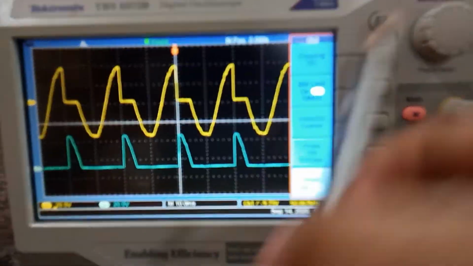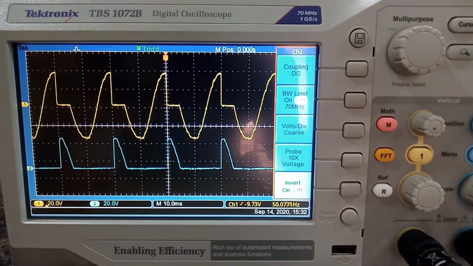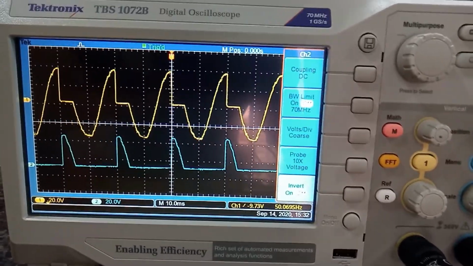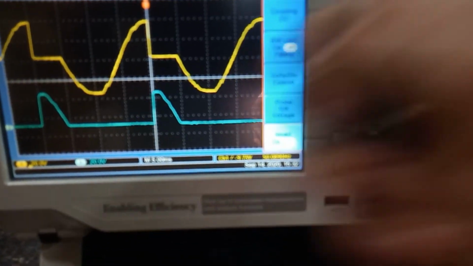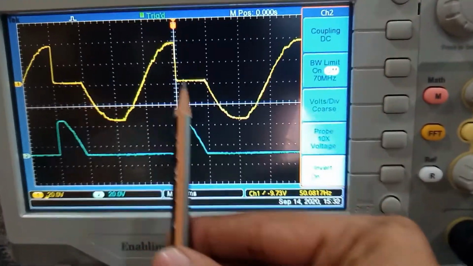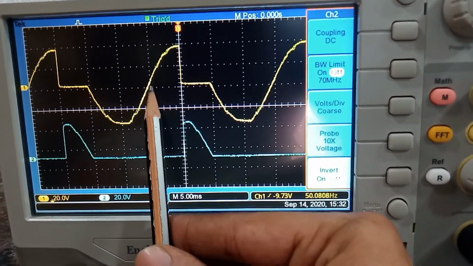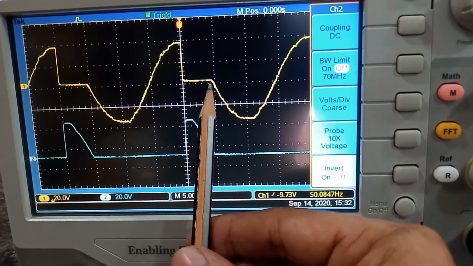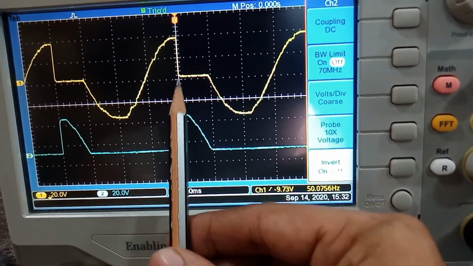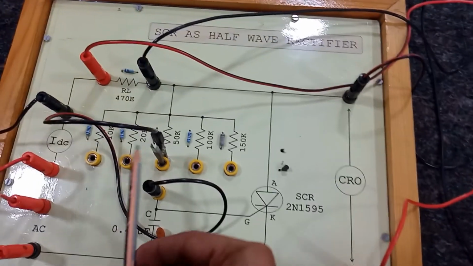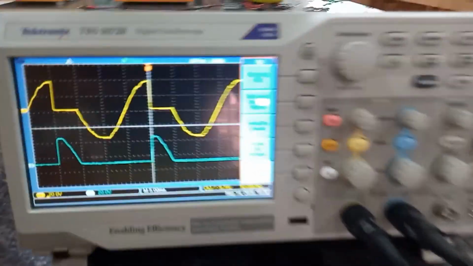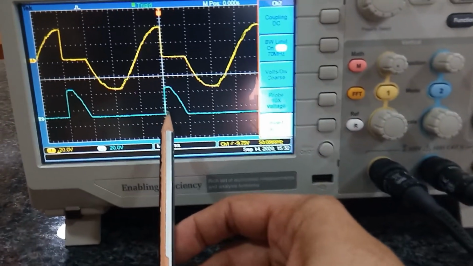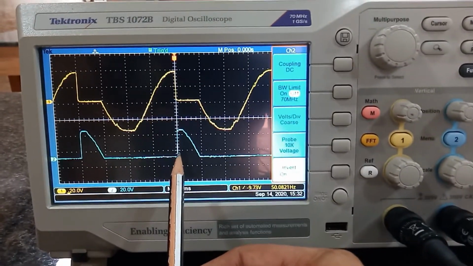Now as the SCR is working as a half wave rectifier over here, we can change the firing angle. This is the firing angle, and this is the conduction angle. We can change the value of the firing angle and conduction angle by varying the amount of current flowing through the gate terminal, this terminal, by varying the value using different resistors, right? Now this blue one is the waveform across RL, the load resistance.